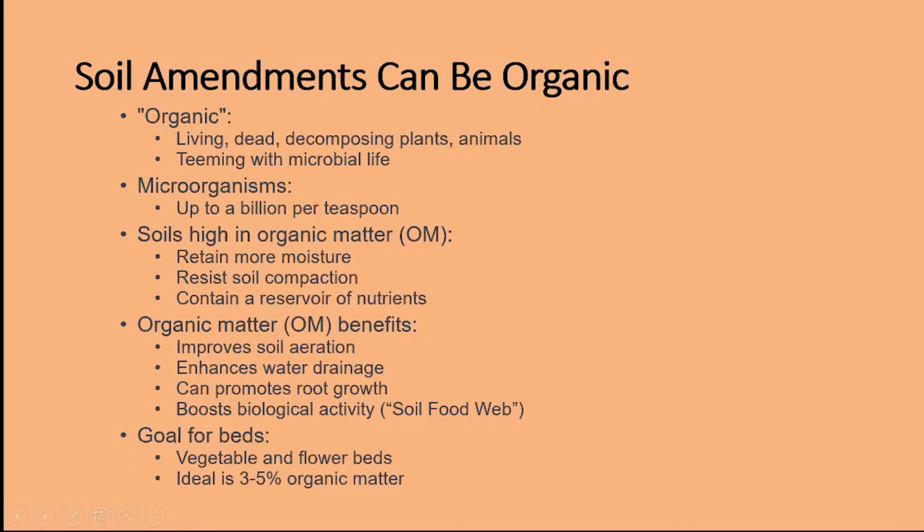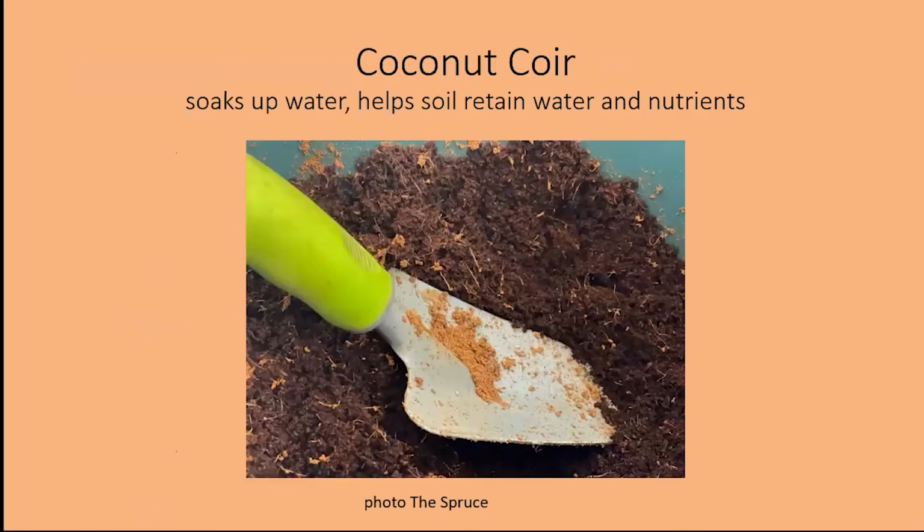If you're going to amend your soil, the goal for your vegetable and flower beds, the ideal amount, is 3 to 5%. Let's talk about some options for soil amendments that are organic. One is coconut coir. Now, this is from shredded coconuts that look like this. It kind of reminds you a little bit of peat moss, and we need to talk a little bit about peat moss because that is no longer recommended. The harvesting is environmentally damaging, and it's not a sustainable product anymore.